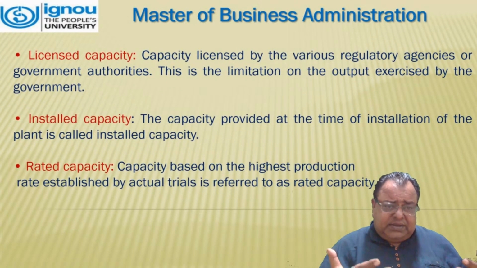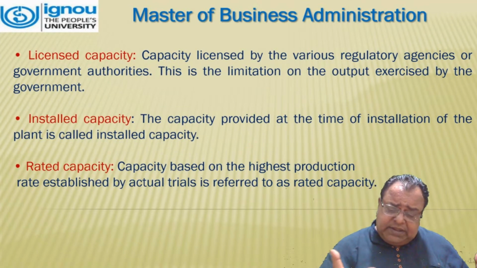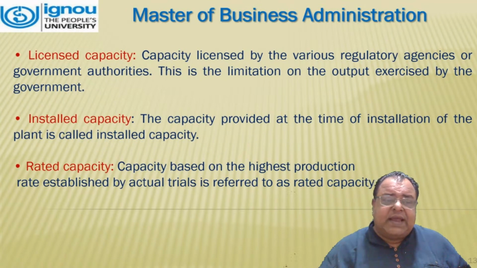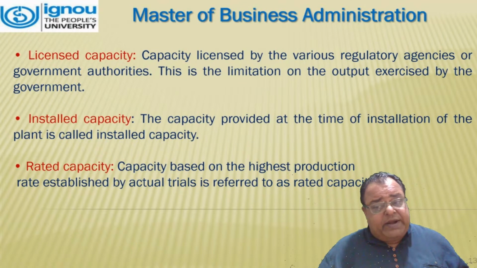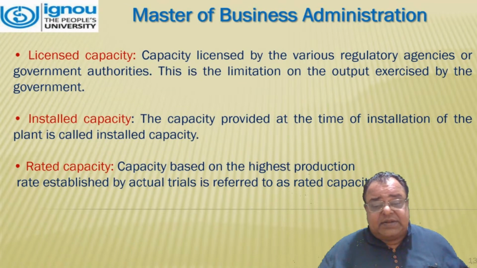There are other capacity terminologies associated with it. Licensed capacity is the capacity licensed by the various regulatory agencies or government authorities. This is the limitation of output exercised by the government. Installed capacity is the capacity provided at the time of installation of the plant. What is rated capacity? This capacity is based on the highest production rate established by actual trials, and is referred to as rated capacity.